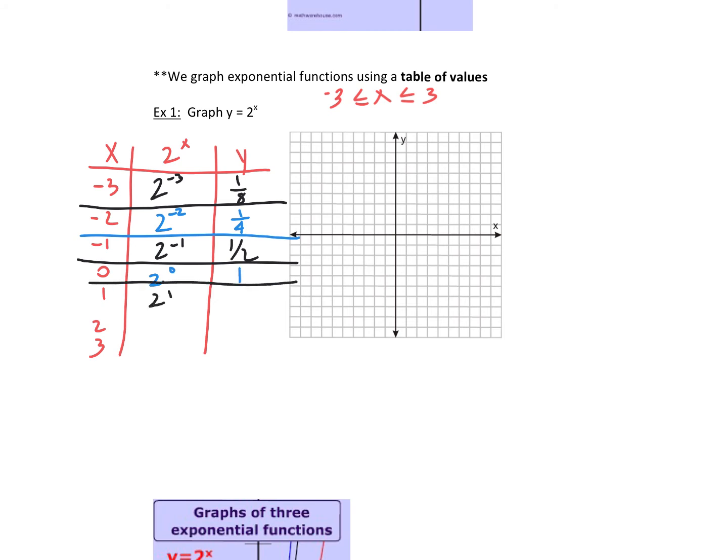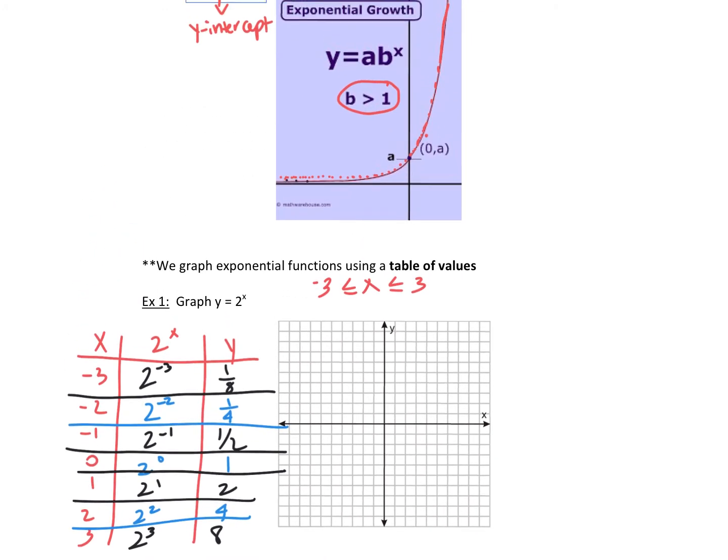And then I have 2 to the 1st, which is 2. And I have 2 squared, which is 4. And I have 2 to the 3rd, which is 8. Okay, so the fractions are those parts that we saw up here that were very, very close to the x-axis.